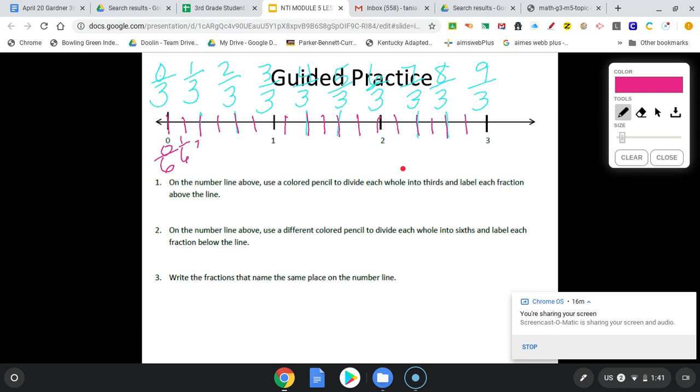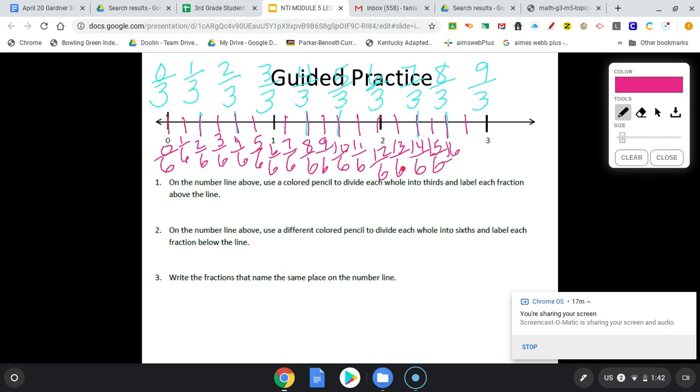1 sixth, 2 sixths, 3 sixths, 4 sixths, 5 sixths, 6 sixths, 7 sixths, 8 sixths, 9 sixths, 10 sixths, 11 sixths, 12 sixths, 13 sixths, 14 sixths, 15 sixths, 16 sixths, 17 sixths, and 18 sixths.